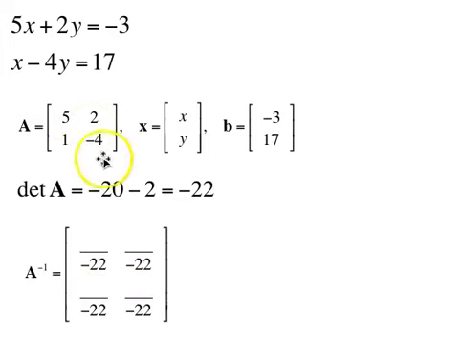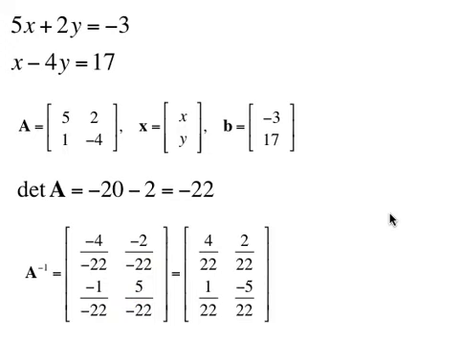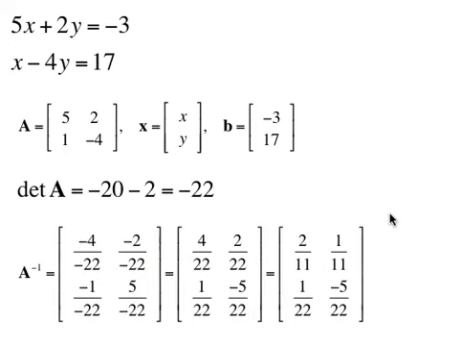Switch the numbers on the main diagonal. Negative 4 and 5 will switch places. And change the signs of the off diagonal. 2 becomes negative 2, 1 becomes negative 1. And then simplify this fraction. Negative 4 over negative 22 would be 2 elevenths. Negative 2 over negative 22 would be 1 11th. Negative 1 over negative 22 is 1 over 22, and 5 over negative 22 is negative 5 over 22. So we have this A inverse matrix.